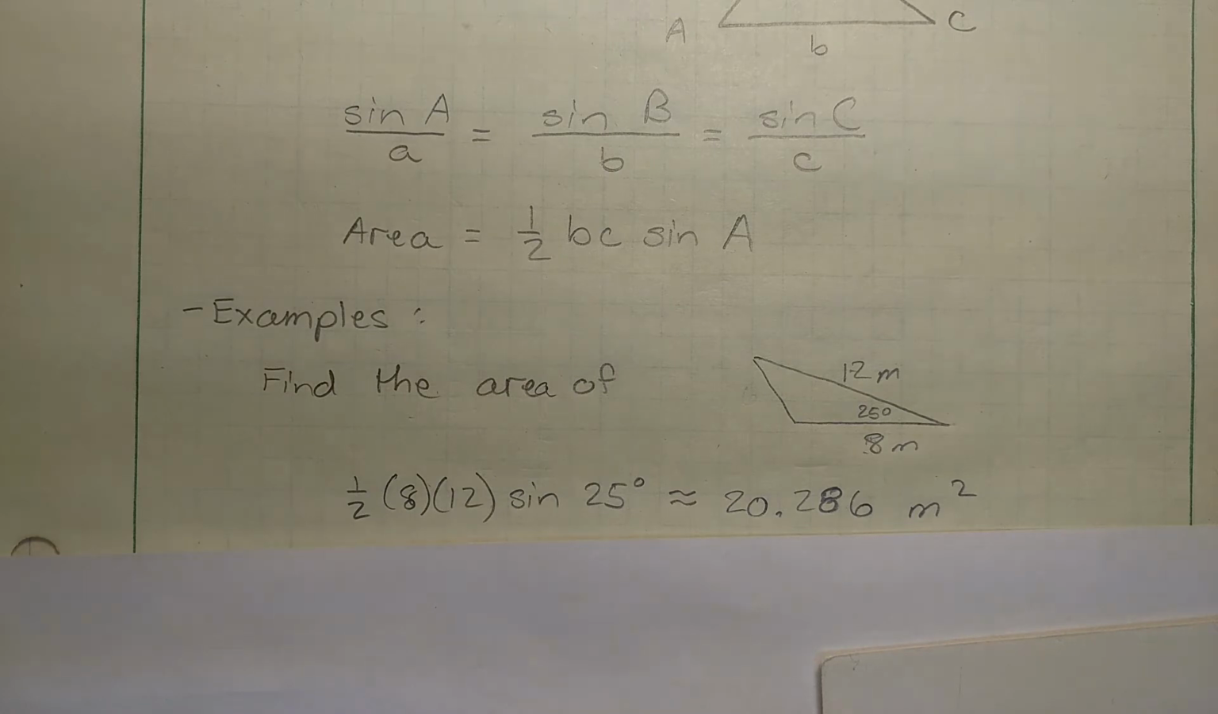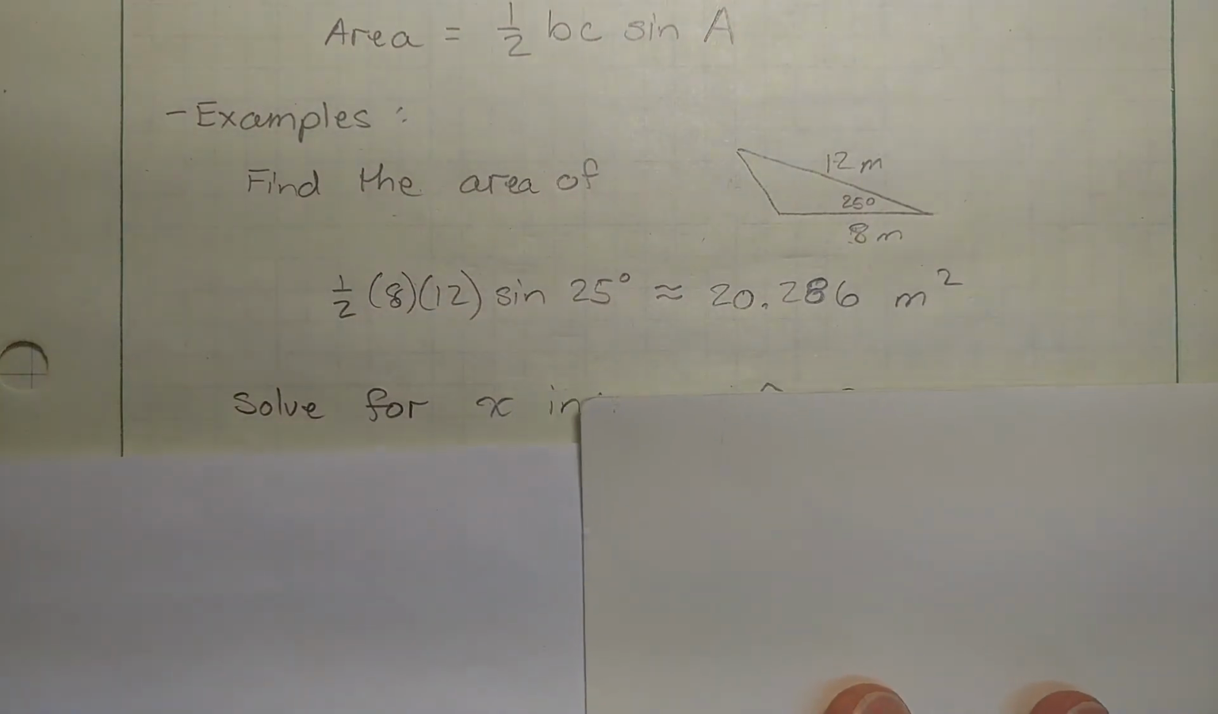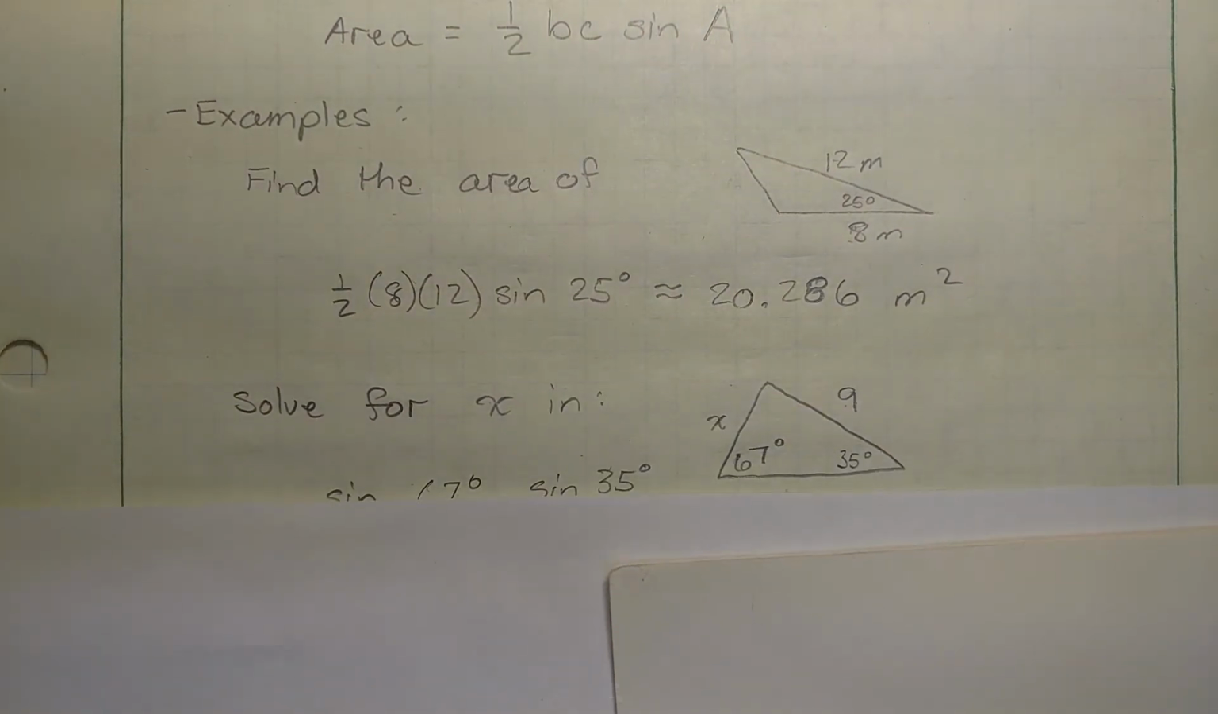Since they gave us units, we need to give units in our answer. If they don't give us units, we don't need to give units in our answer. So it's that simple. It's just straightforward, right in your calculator, to find the area. All right. Now let's look at the more complicated thing. Let's look at solving for parts of triangles.